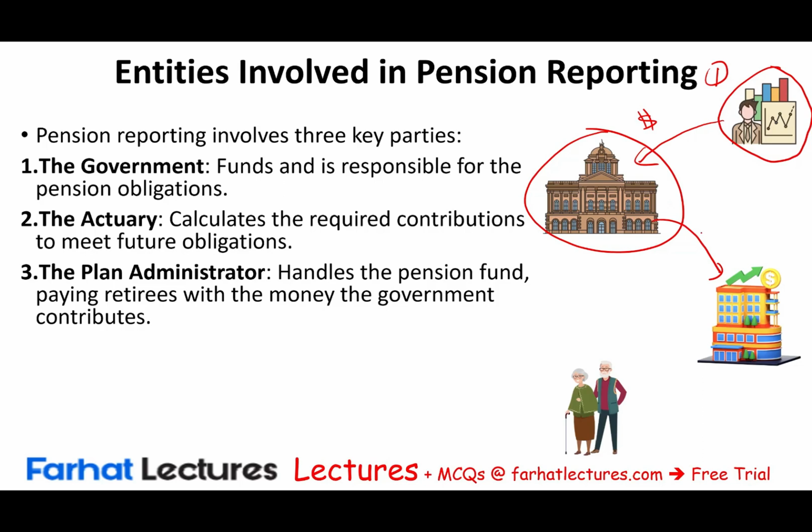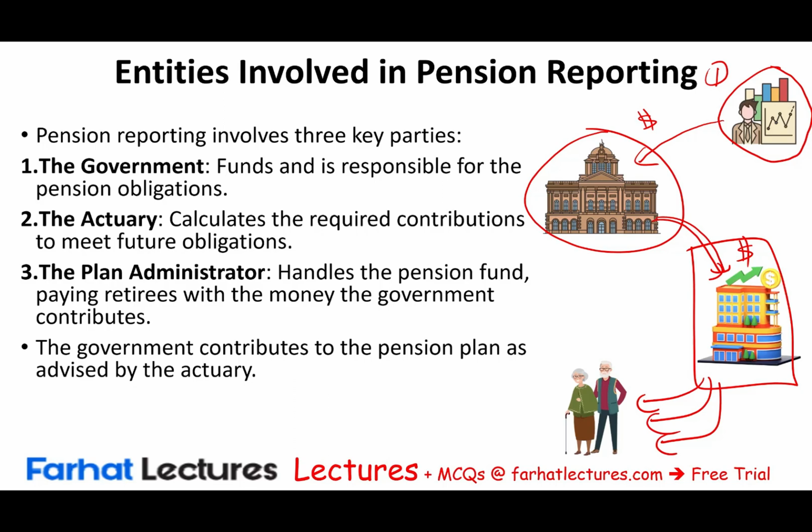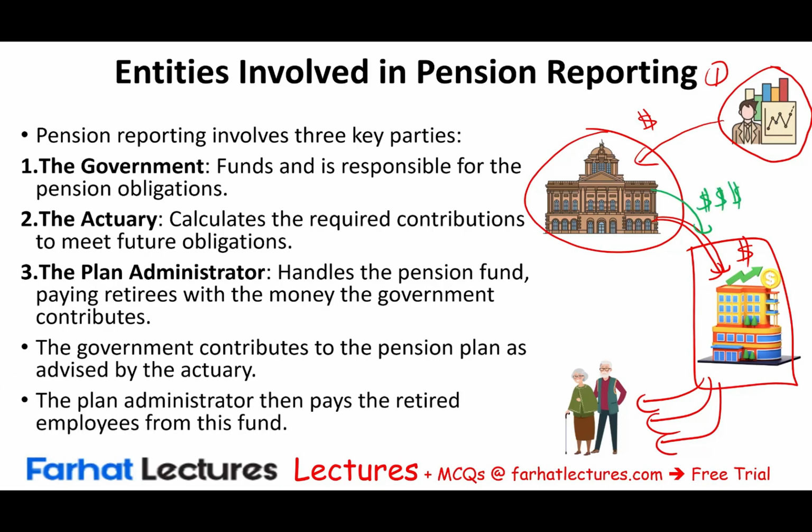The government is supposed to transfer the money to the plan administrator. The plan administrator could be a finance company. What happens is this plan administrator will invest this money and will start to pass it to the retirees as they qualify for it. So the government contributes to the pension plan as advised by the actuary. So our job, all we have to do, is learn how to account for, how to record this payment as far as governmental fund accounting is concerned.